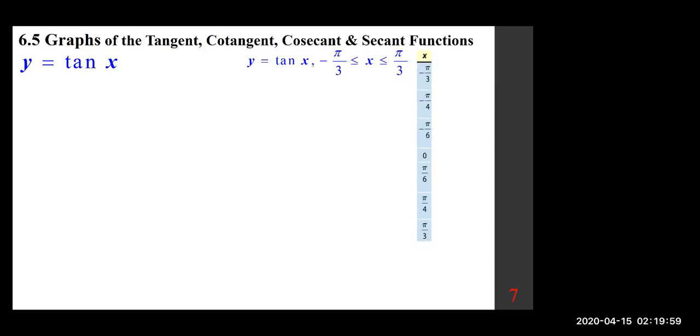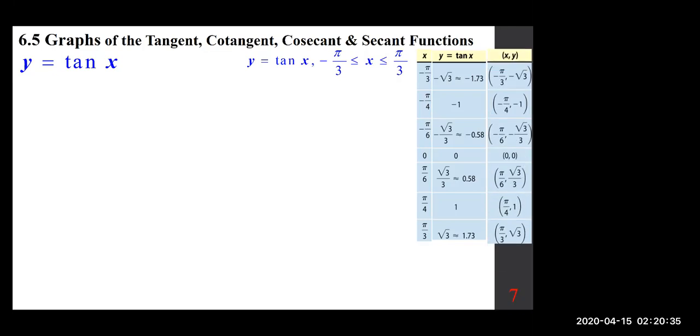For example, for those values, all of this is posted. I just want you to see the idea. You calculate pi over 3. Let's go over the positive side. Tan of 0 is 0, so it gives you 0, 0. Pi over 6, tan is square root of 3 over 3. Pi over 4 is 1. Pi over 3 is square root of 3. Now, the negative side is just a negation of that. So if you write those pairs and plot them, it'll look like this function, just as an example.